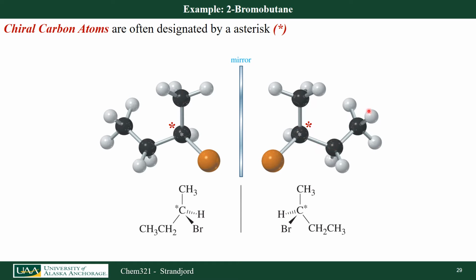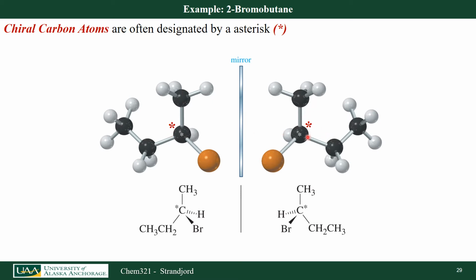This one has an ethyl group, a bromine, a hydrogen sticking back, and a methyl group. That is chiral. A methyl group is different than an ethyl group, is different than a bromine, is different than a hydrogen. So if I have a chiral carbon, there exists another molecule that's the mirror image of it, and I can draw that right over here. So these 2 molecules are non-superimposable mirror images of each other.